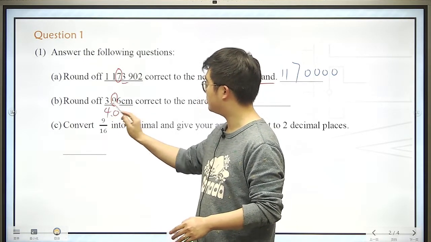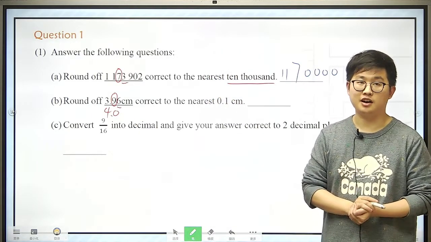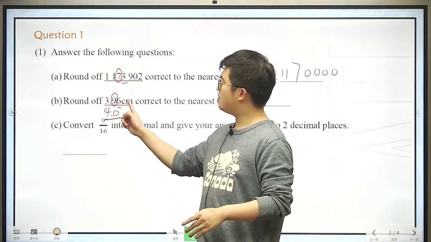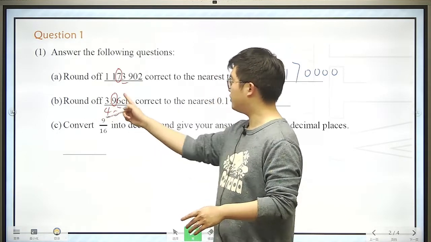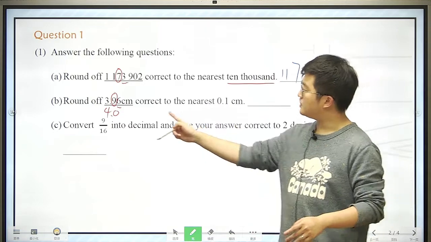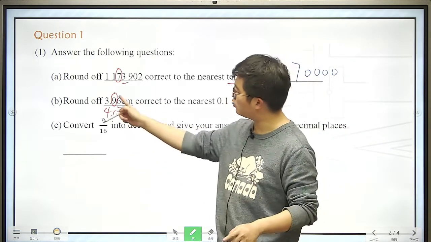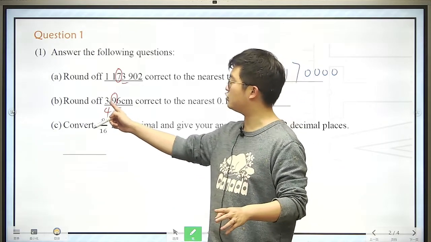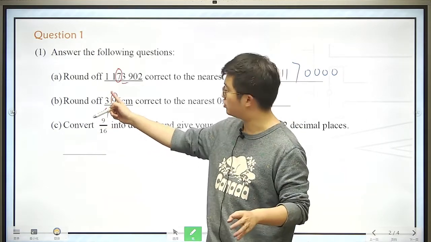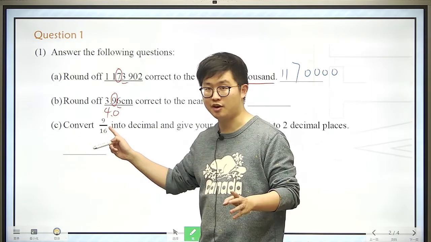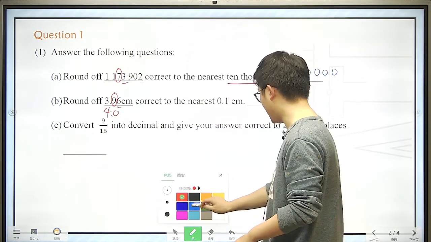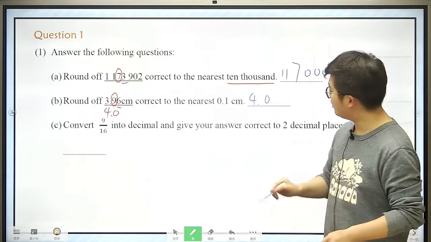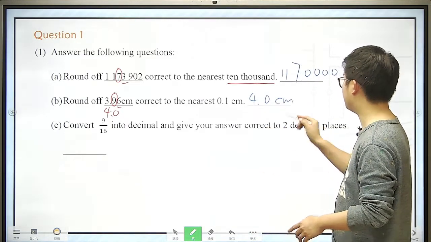So here it becomes 4. All right, now let's say this again: the number next to this 9, which is also the digit we need, is 6. So we add 1 to the 9 and it becomes 10. And 10 here means we need to add 1 to the 3. So 3 becomes 4. All right, so the answer would be 4.0. Don't forget the unit, centimeter, cm.